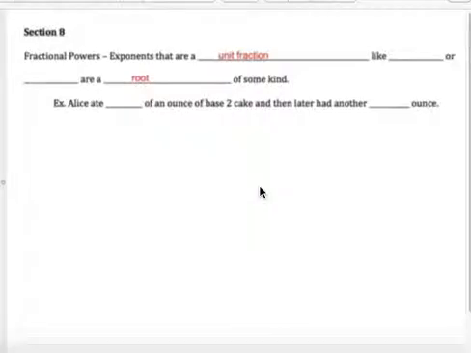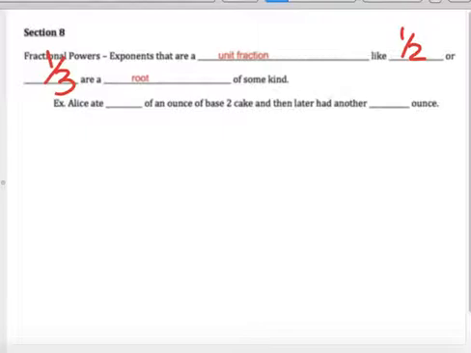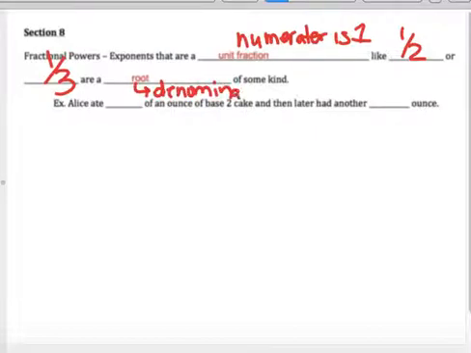All right, section 8 notes: fractional powers. Exponents that are a unit fraction, like 1/2 or 1/3, have a root of some kind. As we talked about, a unit fraction means that the numerator is 1 and the root, that is your denominator, can be any number. So 1/3 of an ounce, 1/2 of an ounce, 1/5, 1/4, 1/6, whatever it might be.